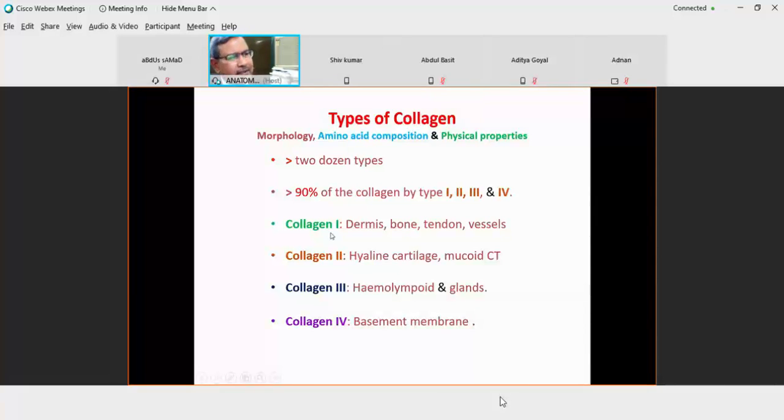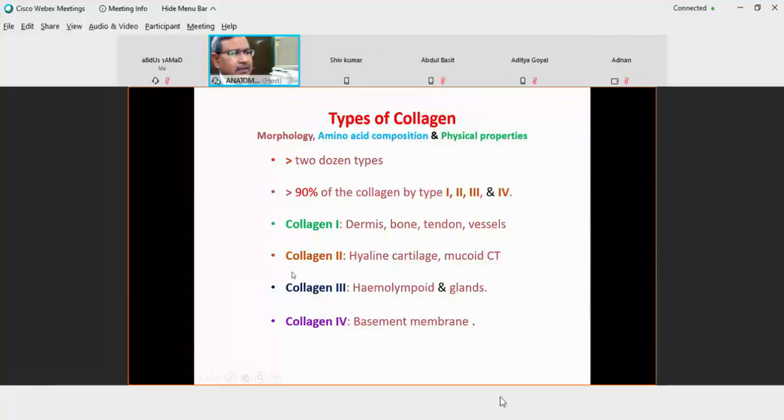Number 1 in that it is very much abundant. It is found in the skin, it is found in the bone, tendon, ligament. So now you can imagine the extent of this one. And they are also there in the vessel walls, small intestine wall, everywhere they are there. But collagen type 2 is found in the hyaline cartilage and intervertebral disc.